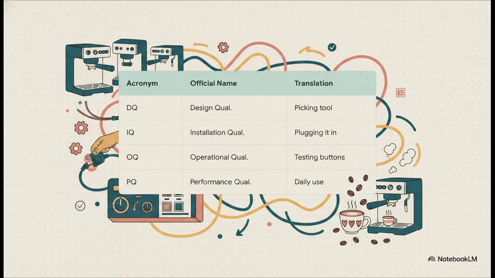Third is OQ, operational qualification. This is testing all the buttons to make sure it functions exactly the way the manual says it should. And finally, PQ, performance qualification. This is using it daily, flawlessly. Can it make my favorite latte perfectly, every single morning, under normal, routine conditions? See? Once you connect the acronyms to something real, it totally clicks.